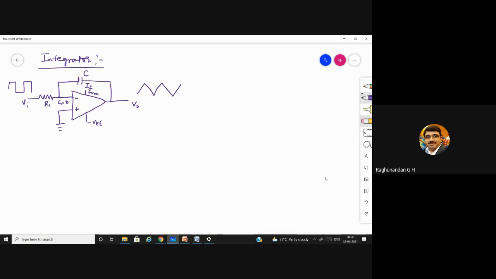This integrator is going to convert a square wave input into a triangular wave. If you give a sine wave, it is going to give a cosine wave. If you give a step input, the input signal will be like this, it is going to give a ramp output.